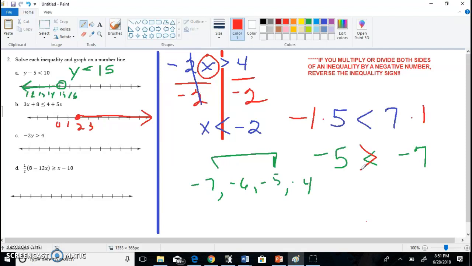And so if we have a negative 2 here, we're going to open circle and we're going to shade it to the left.